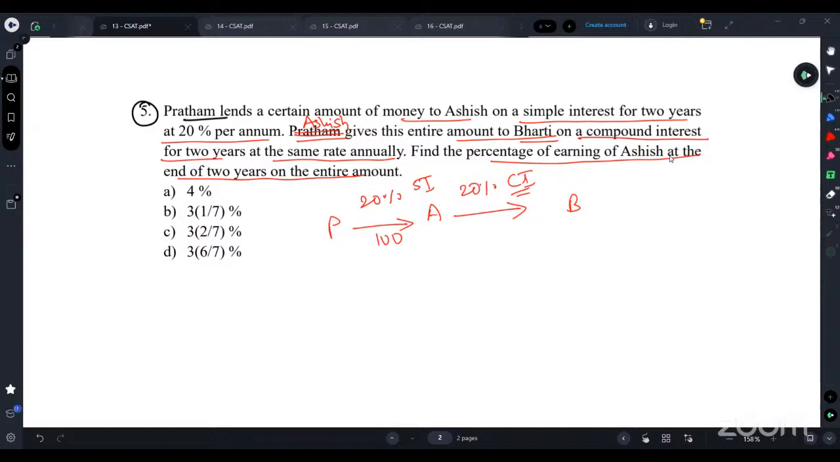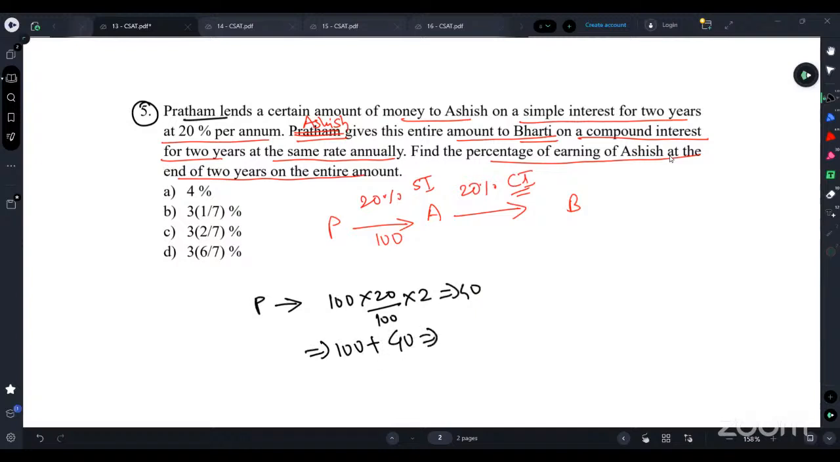See now, guys. If Pratham is giving this money to Ashish at 20% per annum, how much money should he get back? It will be 100 into 20 by 100, right? Into 2. So in this case, your interest will be 40 rupees. So he should get 140 rupees back in total, right?